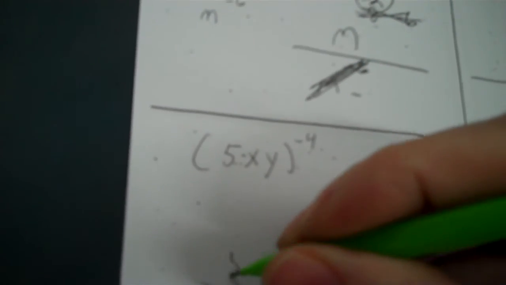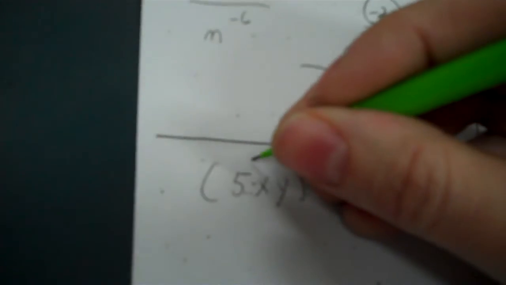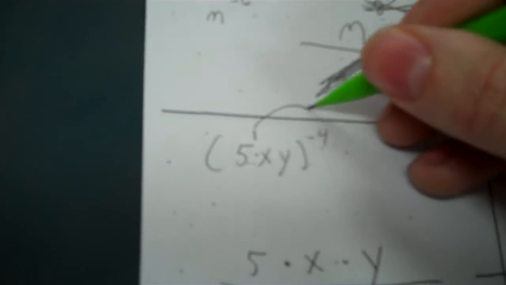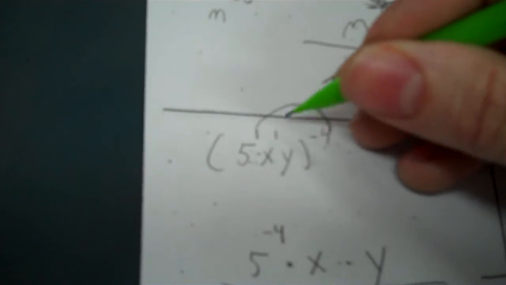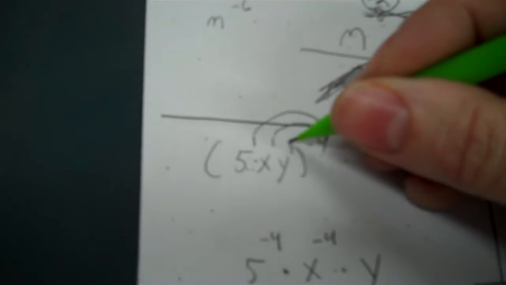Okay, right here I've got a base 5, a base x, and a base y. If you don't have a line, just put everything on top. So I only have one factor of 5, so no plus, don't write a plus. 1 times -4 is -4. Only one factor of x, 1 times -4 is -4. One factor of y, and then -4.